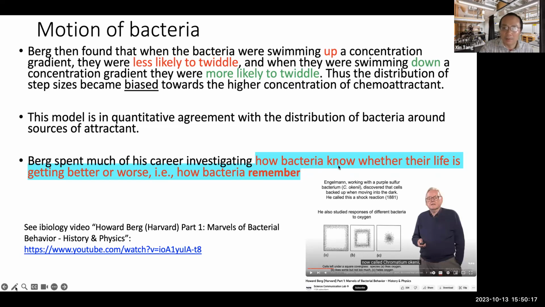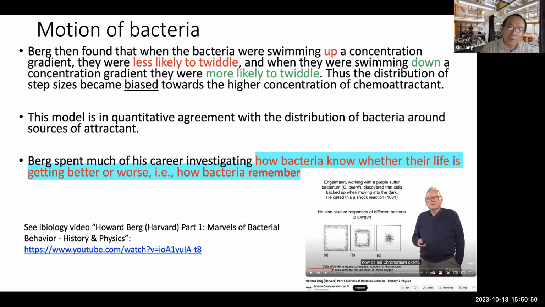His study is on how the bacteria know whether their life is getting better or worse, and especially also how the bacteria remember things. Bacteria actually can remember if they have been close to one nutrient source. Even once the nutrient source is used up, after many years, they will still go to that place. They will think that place still has nutrient. So they have memory there.